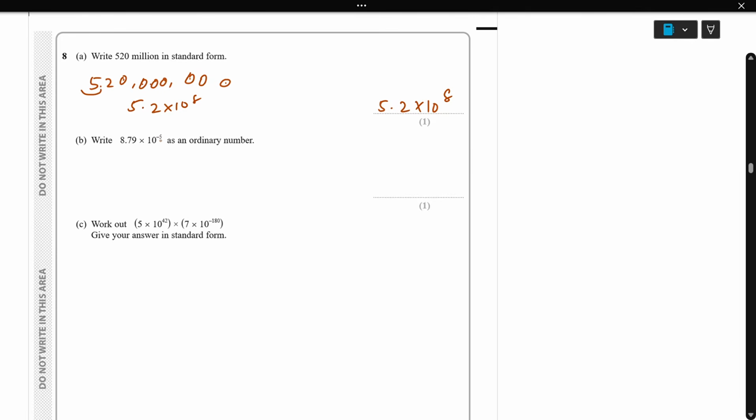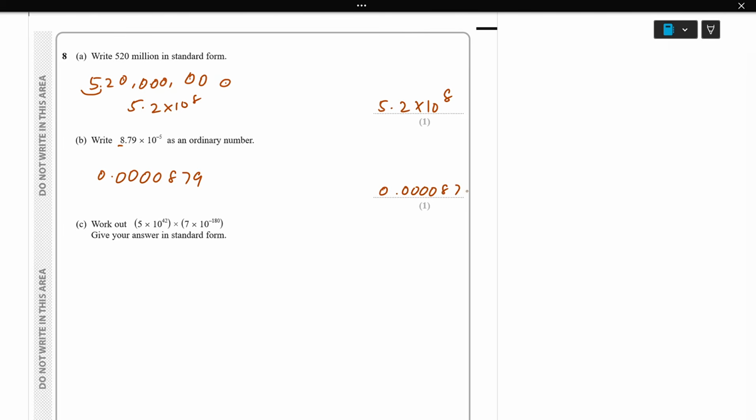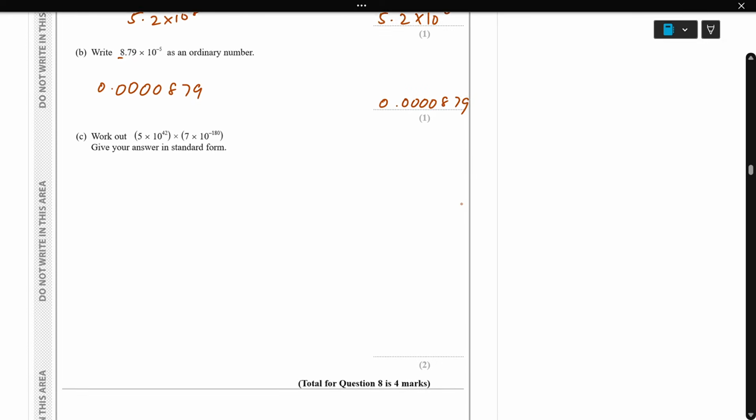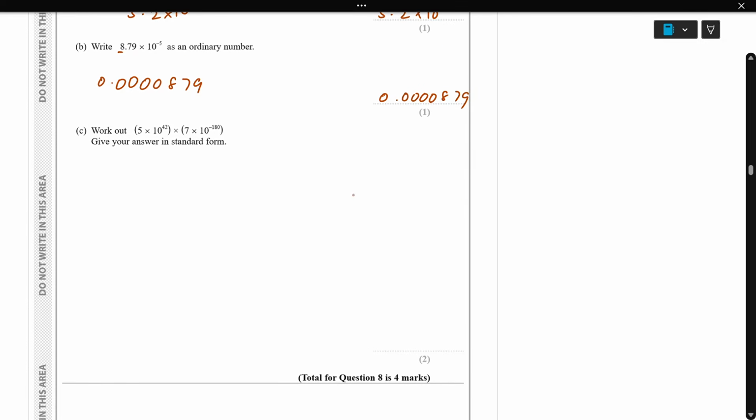So next one: 8.79 times 10 power minus 5 in ordinary form. So negative 5, so the decimal has to move back. Here there is already one number, so we count 1, 2, 3, 4, 5 places. That's the answer, 0.0000879.